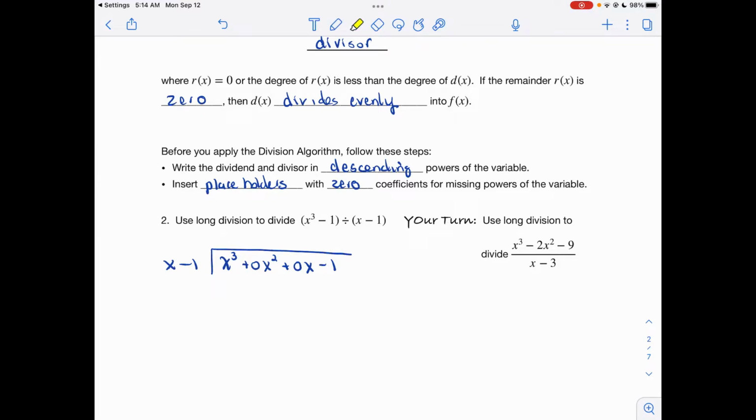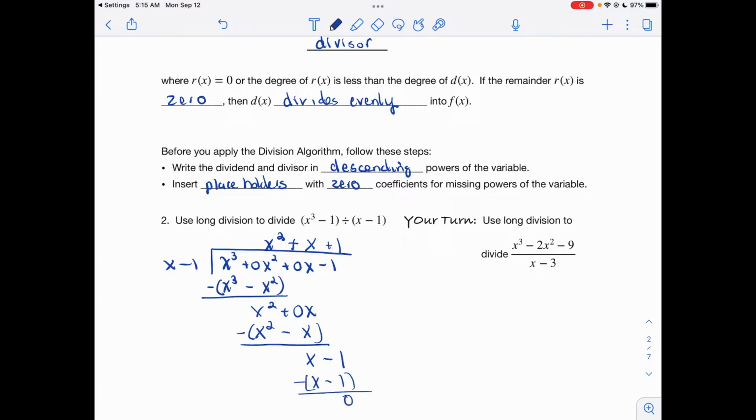And again, start by asking yourself, what can I multiply x by to get x cubed? Well, that's just x squared. So it gives me x cubed minus x squared. And we subtract this, and we get x squared plus 0x. And then start again. What can I multiply x by to get x squared? Well, that's a positive x. Make sure you put the signs in between up here. That gives me x squared minus x. Subtract that. That leaves me with an x minus 1. What can I multiply x by to get x? 1. That gives me x minus 1. Subtract that, and I get 0. So I have a remainder of 0.